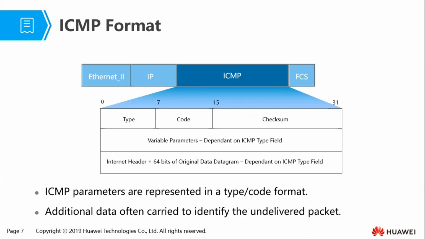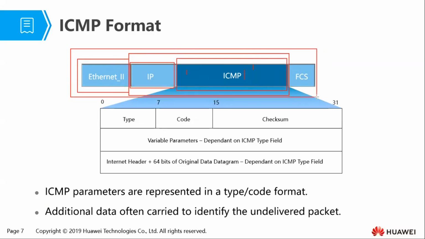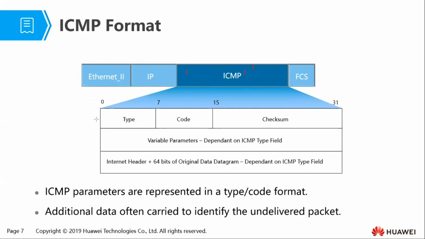So just like we did with the IP header and also the Ethernet 2 header, the ICMP header is made up of several fields. And as you can see, the ICMP header is actually encapsulated within the IP header, and also within the Ethernet 2 frame in order for it to be delivered on the physical medium. So it's important to note that.